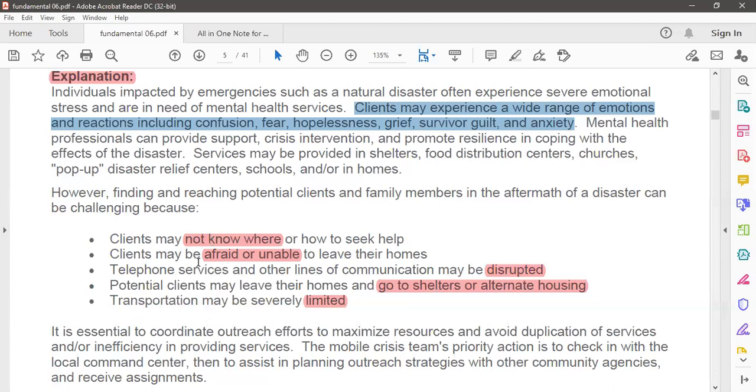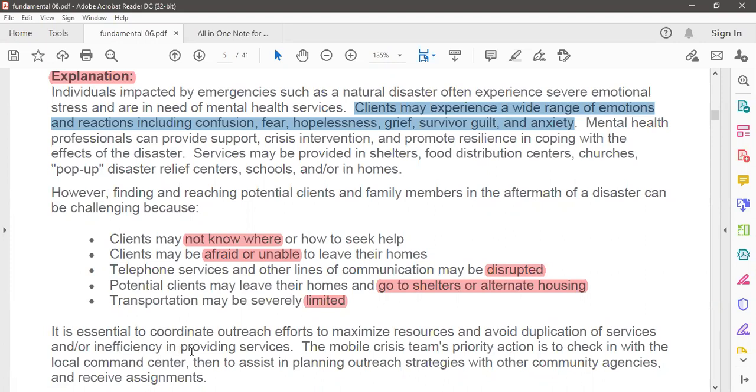The client may be afraid or unable to leave their home. Telephone services or other lines of communication may be disrupted because of the hurricane. Potential clients may leave their home and go to a shelter or alternate housing. Also, transportation may be severely limited because of, again, the natural disaster. It is essential to coordinate outreach efforts to maximize resources and avoid duplication of services and insufficiency in providing services.